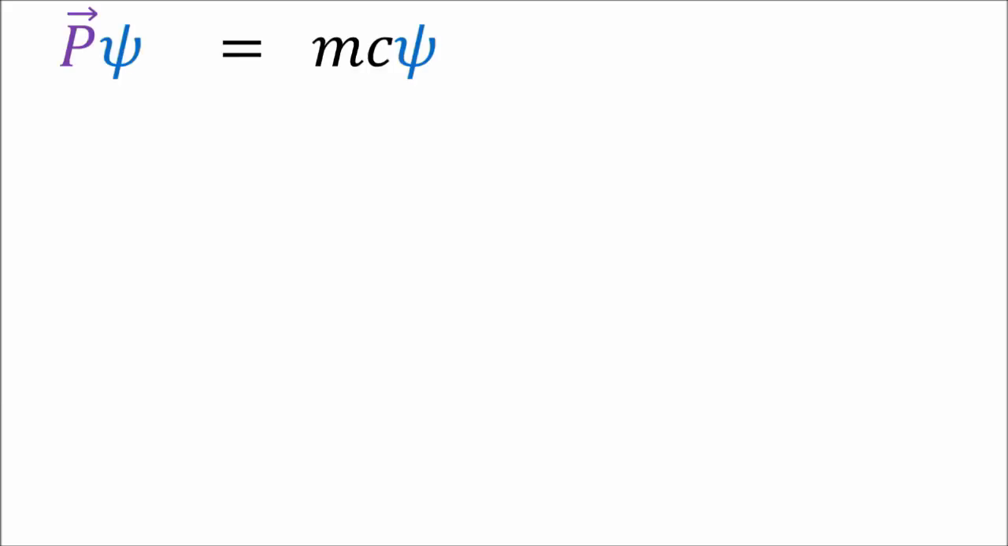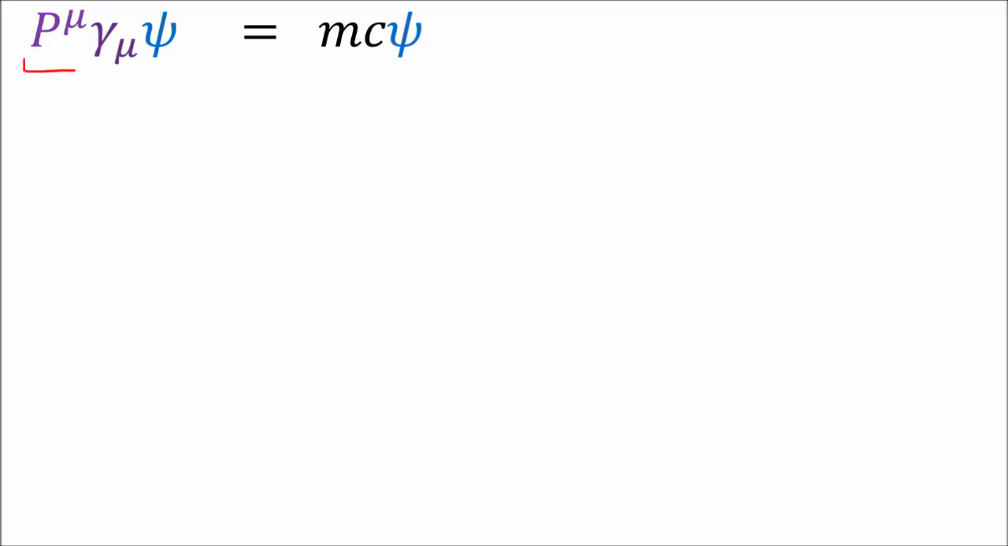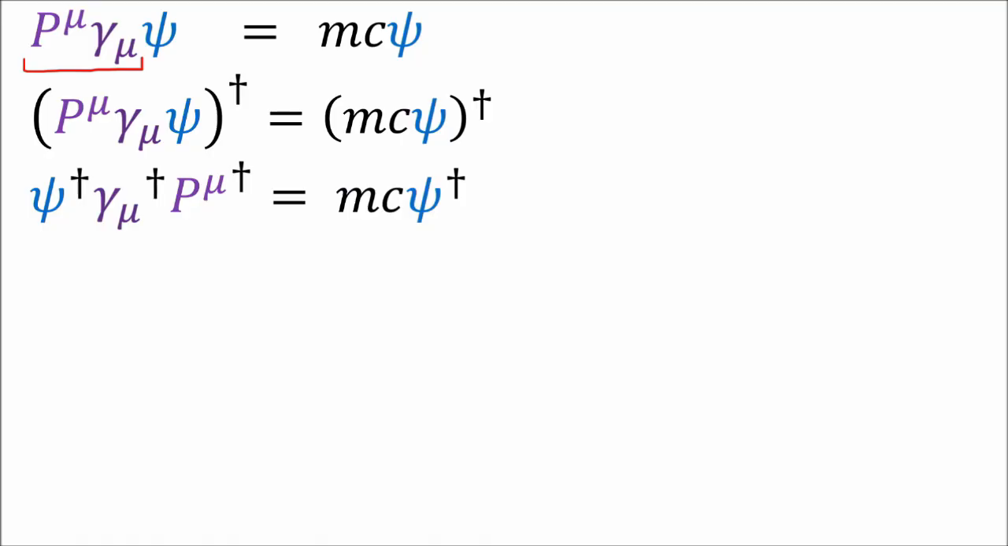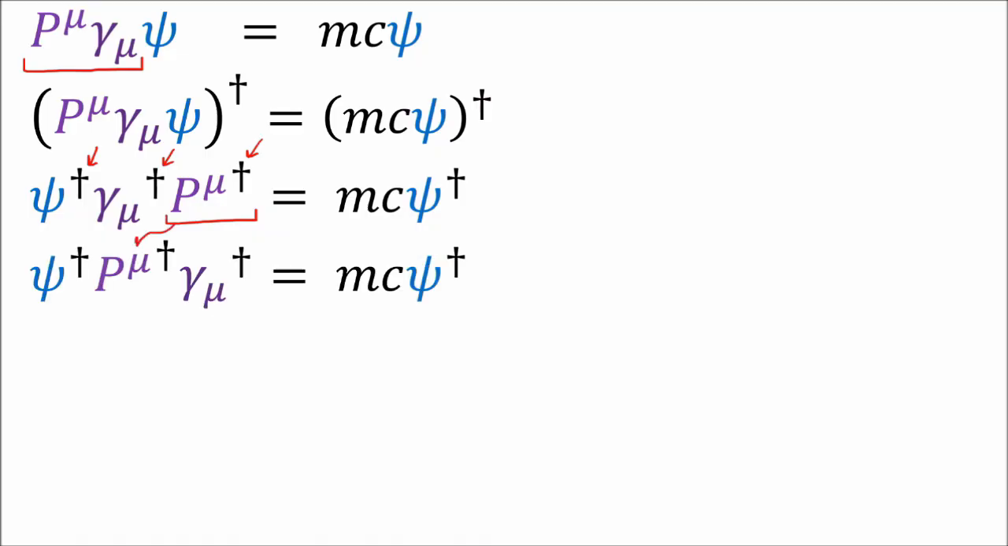To prove this, we start with the Dirac equation and expand the vector p as a linear combination of the gamma basis vectors. Then we take the Hermitian conjugate of both sides. On the left, taking the Hermitian conjugate of a product means writing the product of the Hermitian conjugates in the reverse order. And on the right, mass is a real scalar, so the Hermitian conjugate doesn't affect it. Now, the p components are also scalars, so we can just slide them past the gammas since the order doesn't matter.